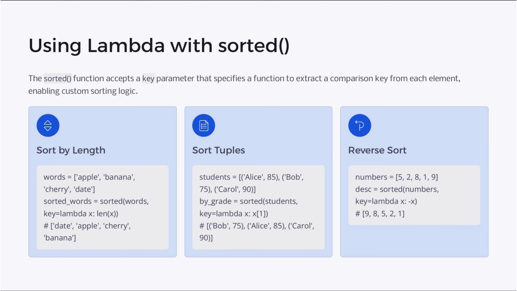The sorted function's key parameter allows custom sorting using lambda expressions. For example, sorting words by length: date, apple, cherry, banana. Sorting tuples by grades: Bob 75, Alice 85, Carol 90. Reverse sorting numbers: 9, 8, 5, 2, 1. This flexibility enhances data organization in Python.